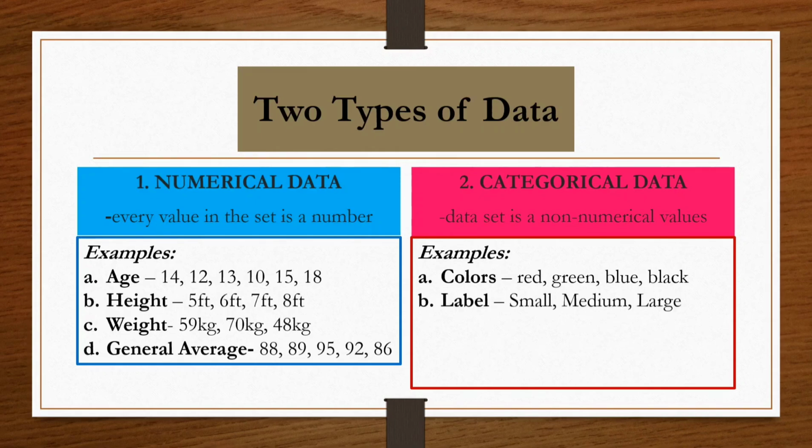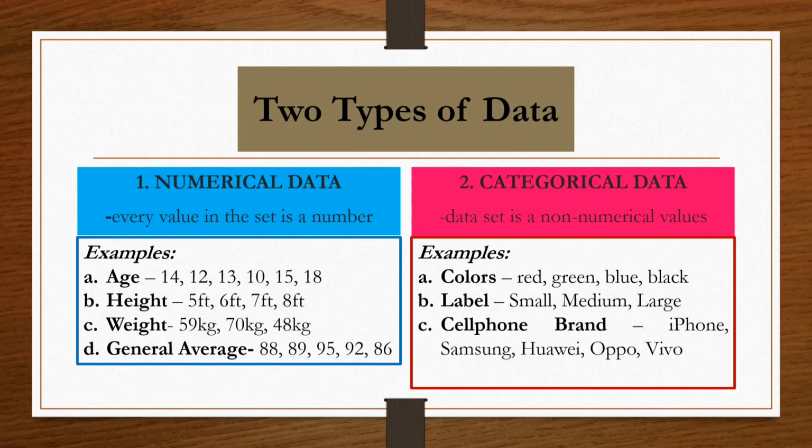Another one is labels. So it can be small, medium, large, extra large, and so on. Another example is cell phone brand. It can be iPhone, Samsung, Huawei, Oppo, or Vivo. And the last one is gender. It can be male or female. So those are the two types of data.